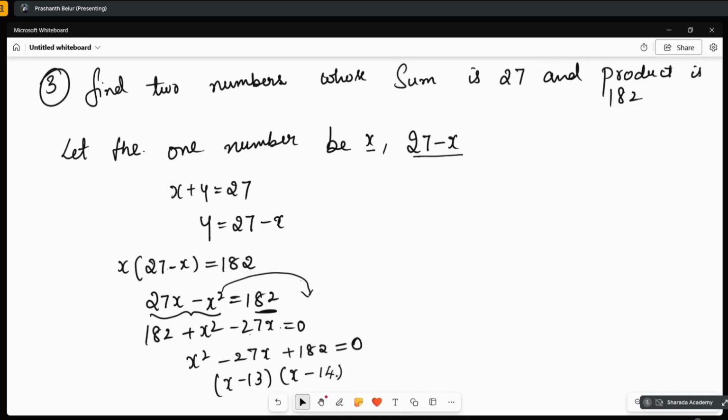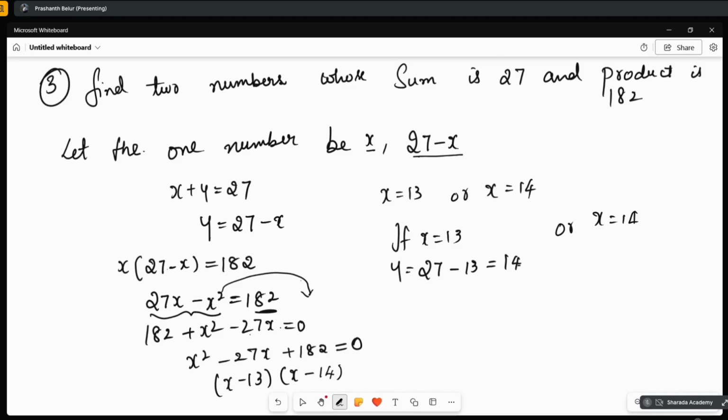And I also get the same minus. 13 and 14. So x is equal to 13 or x is equal to 14. If x is equal to 13, the other number will be 14. So y will be the other number. Or if you take x is equal to 14, you will get y is equal to 13.